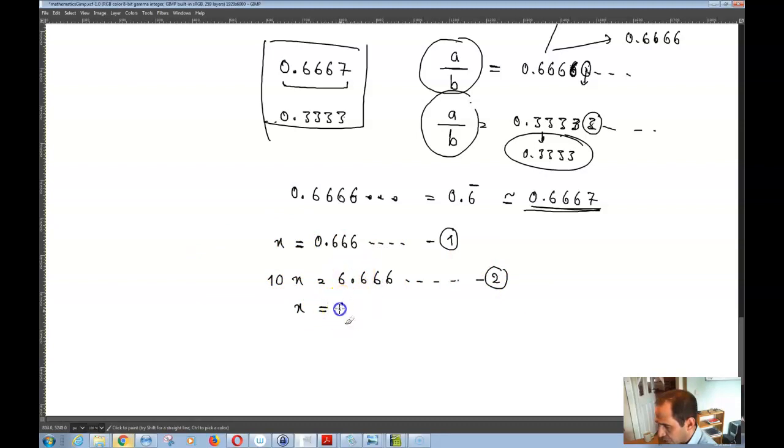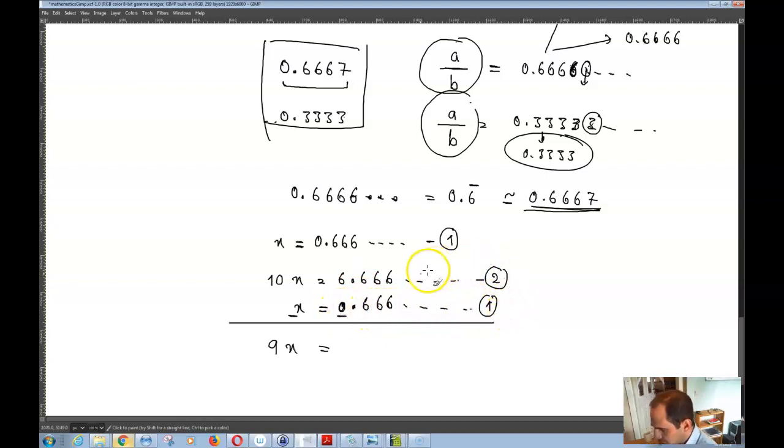x is equal to 0.666 and so on and so forth. This is equation number 1, and I can subtract, meaning that I can subtract this number from this number and this x from this 10x. This gives me 9x is equal, so 10x minus x is equal to 9x, and 6.6666 repeating minus 0.6666 repeating.